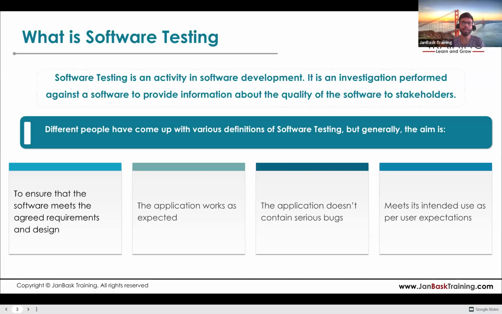Now, if you are trying to do the addition and it's actually doing the multiplication, then it's not meeting our intended use. We are trying to do the addition and it should give us the result of the addition. It should not do the multiplication or any other type of functionality that we do not intend, right? So we should make sure that the software meets its intended use.